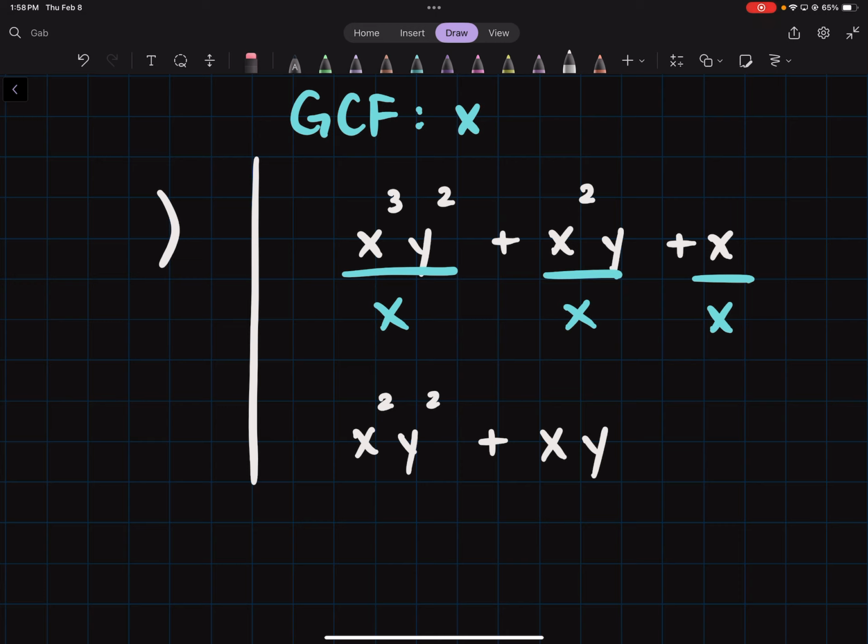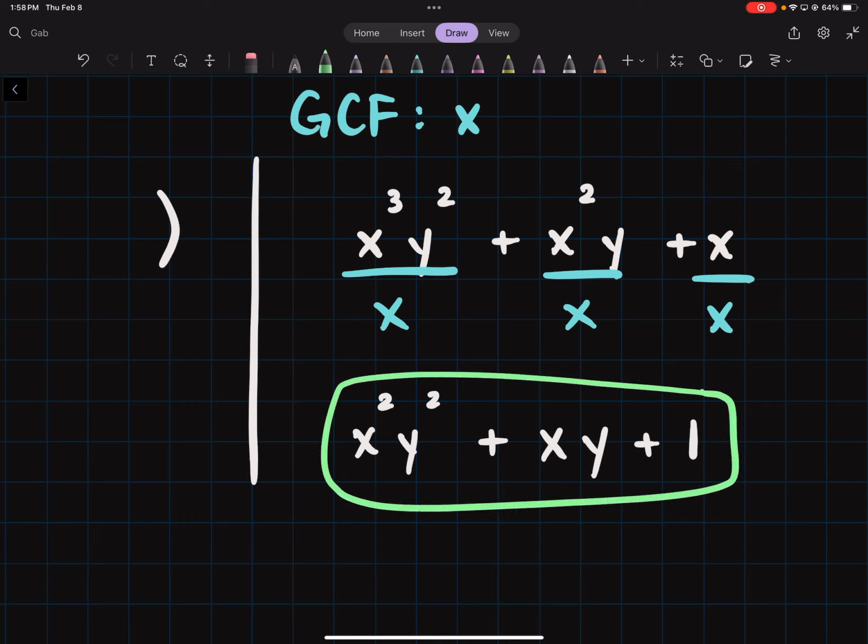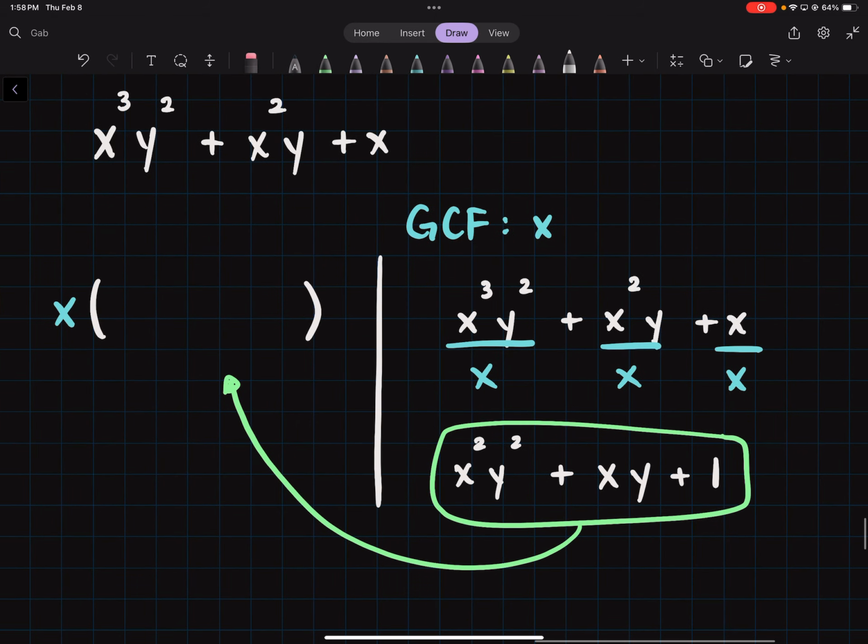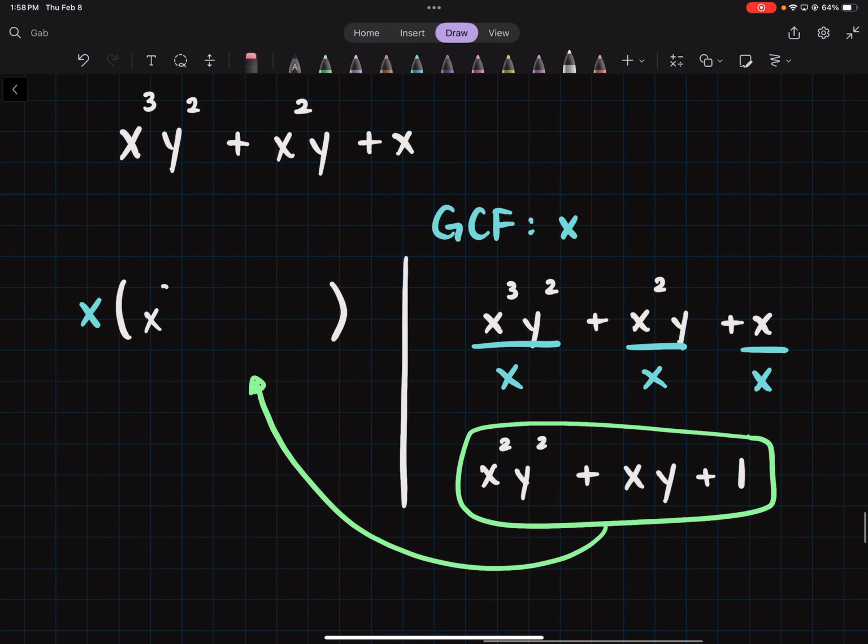What problem is this one? What is x divided by x? 1. Nothing. Oh. Okay, it is just 1. Like you say, nothing is 1. So that's what it is? Yep. So you throw this inside. 2x squared y squared plus xy plus 1. This is it.